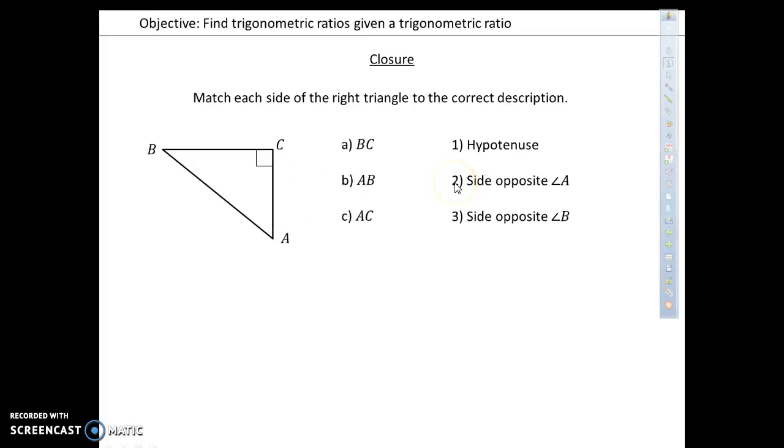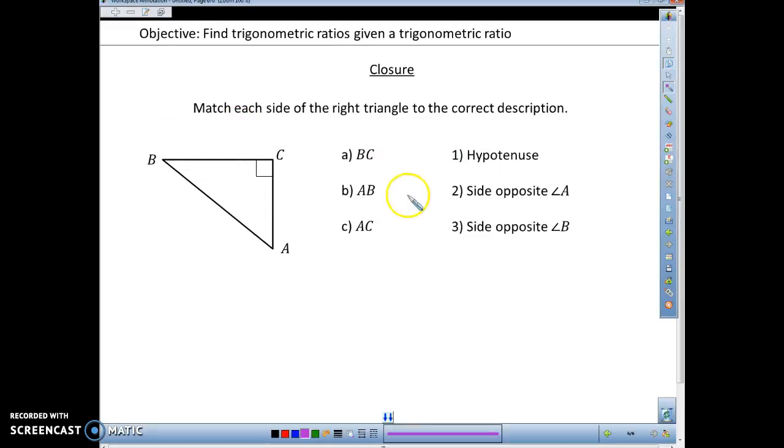For our closure, we want to match each side of the right triangle to the correct description. So here they say BC. Is that the side opposite of A, the hypotenuse, or the side opposite of angle B? Well, it's definitely not the hypotenuse, right? That's BA, or AB. That's the hypotenuse. The side opposite A, well, here's A, that is BC. So there we go. And then the side opposite angle B, well, that's AC. Okay? That is it for the lesson.